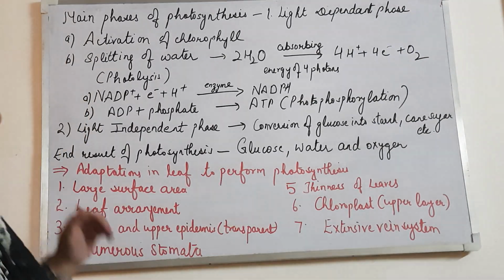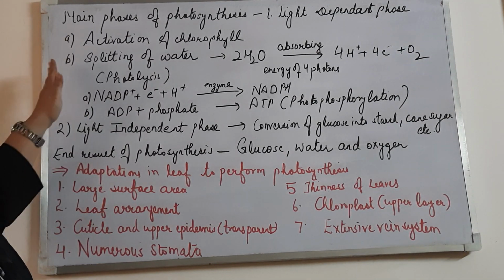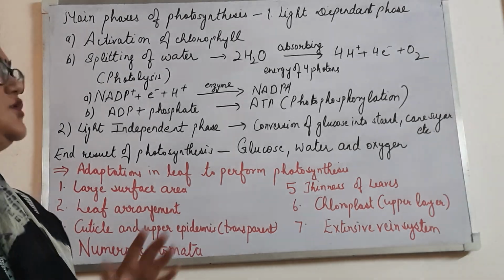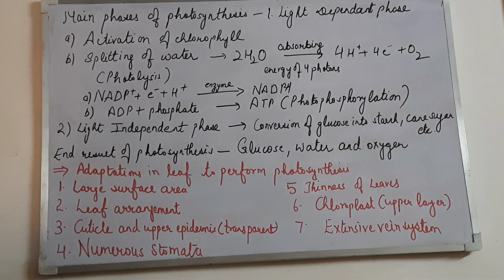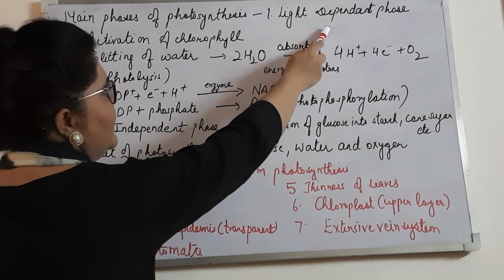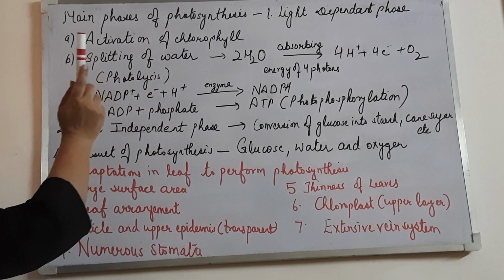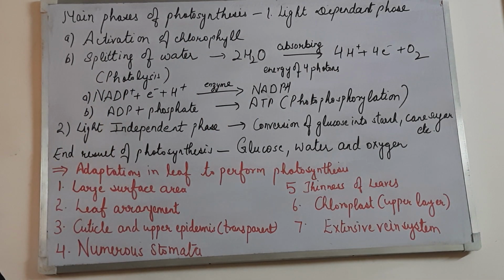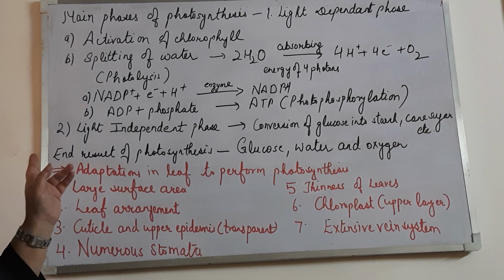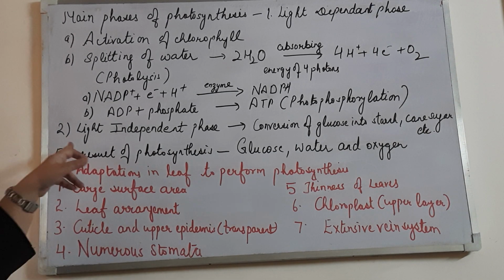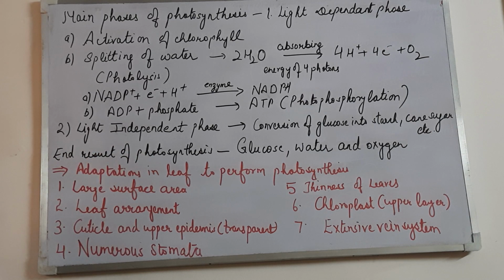Now today we will talk about the main phases of photosynthesis. So what are the two main phases of photosynthesis? The first one is light dependent phase. Another one is light independent phase.